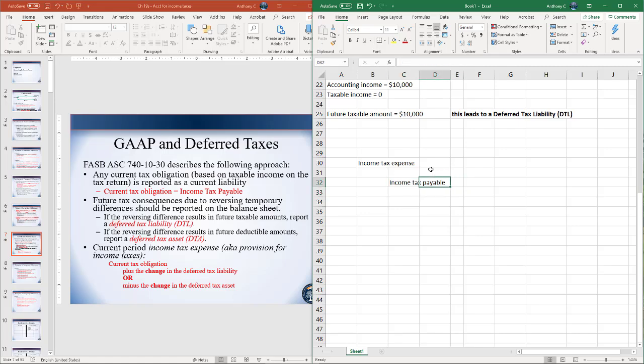Income tax payable is going to reflect the amount of taxes due to the IRS as a result of our past year of operations. So to calculate income tax payable, we'll just take our taxable income and multiply by the tax rate. Whenever we have a temporary difference, we're always going to report a DTL or DTA, so a deferred tax asset or a deferred tax liability. In some cases, you might debit a DTA or a DTL. In other cases, you'll make a credit to a DTA or a credit to a DTL.